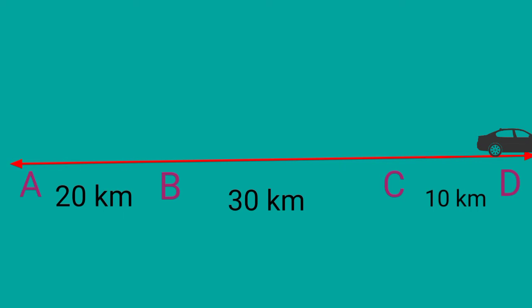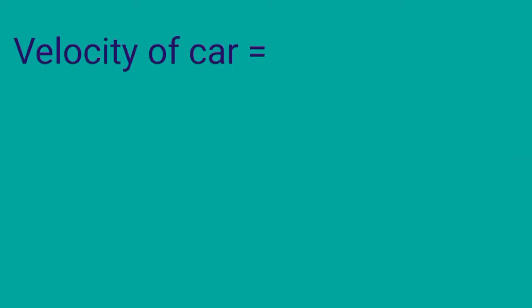Here distance and displacement are the same because displacement is the minimum distance between the starting point and the end point. So distance is also 60 kilometer and displacement is also 60 kilometer. Now we are going to consider the velocity of an object. Velocity is the displacement covered by an object in unit time. So this vehicle covers the distance of 60 kilometer in a given time.